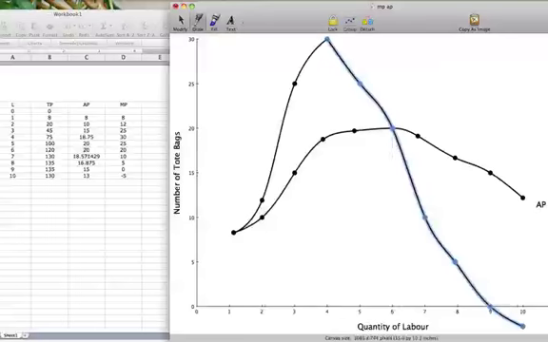On the graph, just like on the table, we can see that marginal product initially increases, it reaches a peak, and then starts to decrease. Marginal product initially increases because we are taking advantage of divisions of labor. That is, when our people specialize and we have an assembly line type production, then as we add each additional worker, they are able to contribute more than the worker before.